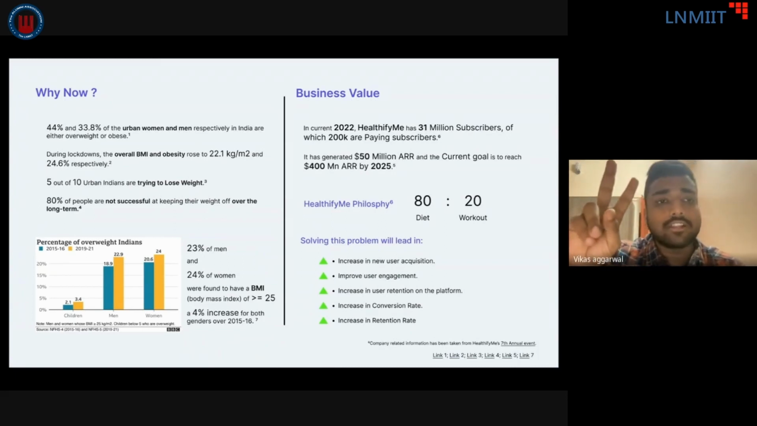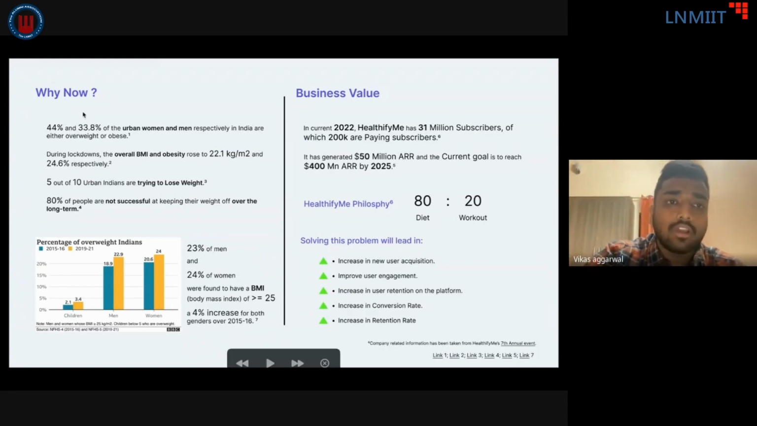सेकेंड क्वेश्चन दैट द प्रोडक्ट मैनेजर हैज टू आंसर इज व्हाई नाउ. अभी क्यों सॉल्व करना चाहता हूं? व्हाई आफ्टर 1 साल बाद या 2 साल बाद क्यों नहीं? अभी व्हाई इट इज इंपॉर्टेंट. सो यू कैन सी लाइक व्हाट इज द आंसर ऑफ व्हाई नाउ दैट आई हैव डिपिक्टेड. 44% and 33.8% of the urban women and men respectively in India are either overweight or obese. And during lockdown, overall BMI and obesity rose to 22.1 kilogram per meter square and 24.6 respectively. Now 5 out of 10 urban Indians are trying to lose weight, and 80% of the people are not successful at keeping their weight off over the long term. So this is the answer of why now.